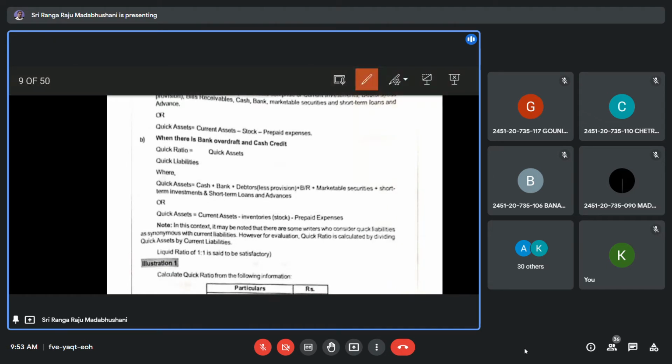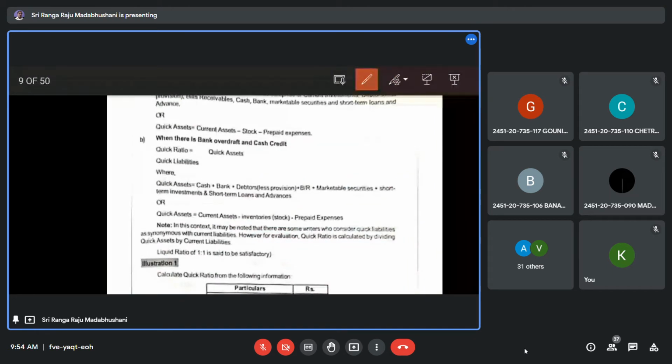When there is a bank overdraft and cash credits given, then you have to take quick assets and quick liabilities. Quick assets: same cash, bank, debtors less provision, bills receivable, marketable securities, short-term investments, short-term loans and advances. Quick assets, as we had seen, are current assets minus inventory and prepaid expenses.